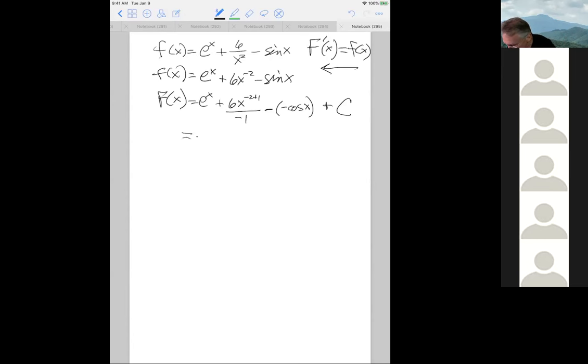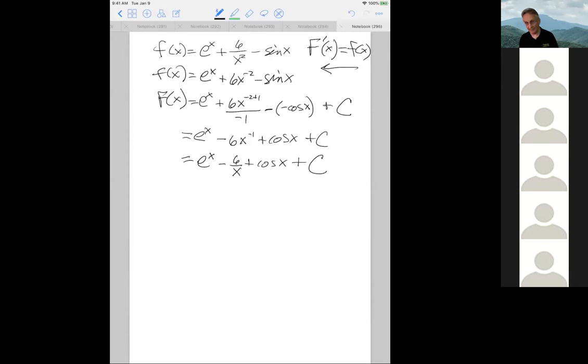Next step, I got e to the x. That -1, I'll bring it up and make that a -6, and that's x to the -1 plus cos x plus c. And now let's get rid of that negative exponent. Like I've said, I don't want negative exponents in final answers. So we end up with e to the x - 6 over x plus cos x. And then the general answer is plus c.